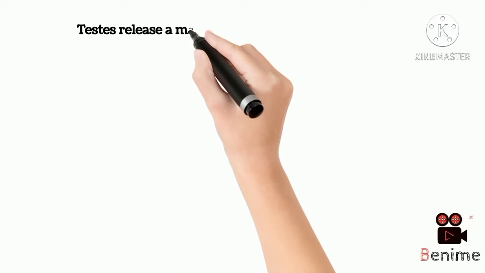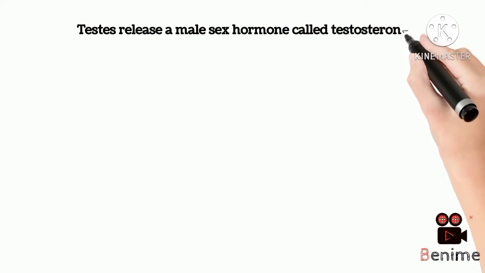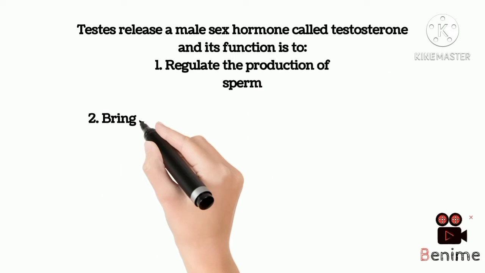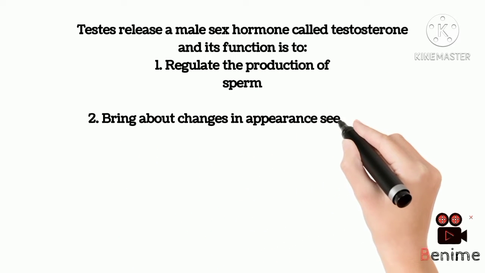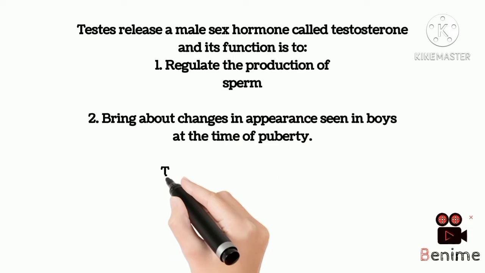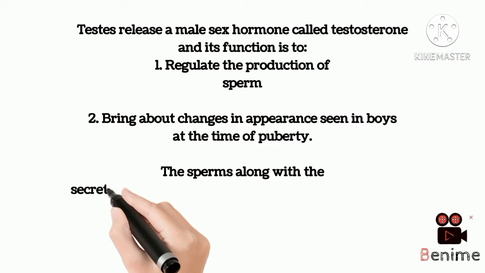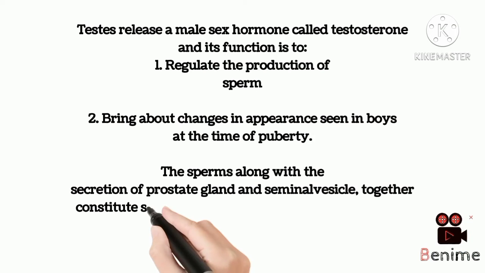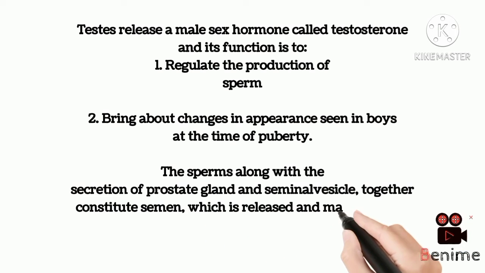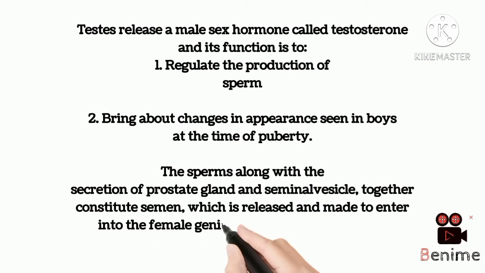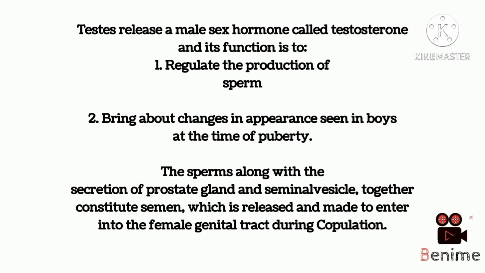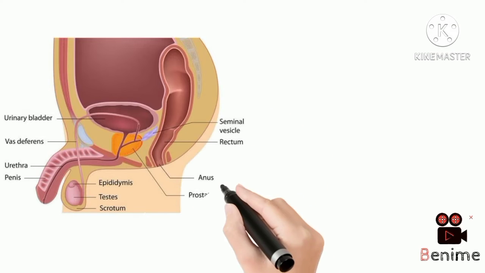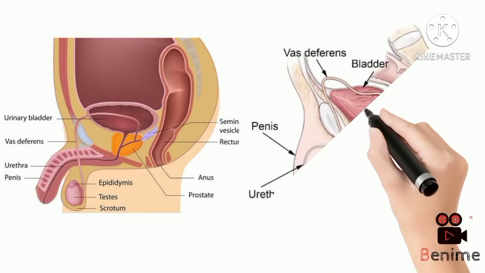Testes release a male sex hormone called testosterone, and its functions are to: one, regulate the production of sperm; two, bring about changes in appearance seen in boys at the time of puberty. The sperms, along with the secretions of the prostate gland and seminal vesicle, together constitute semen, which is released and made to enter the female genital tract during copulation. The following diagram shows the male reproductive system, which is important in sexual reproduction.